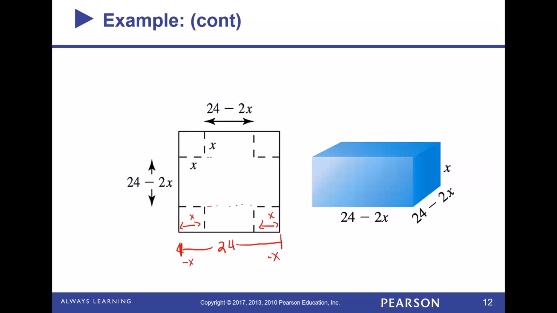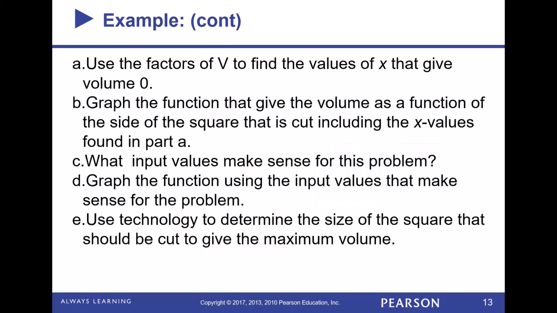So if I were to fold this along these lines and fold it up, okay, so take this and throw it away. We're going to cut this out and throw it away, cut this out and throw it away, and cut this out and throw it away. We can actually fold the box up, and this side here is that x that we cut out. And this is going to be that 24 minus 2x, and the same thing on this side. Okay, so we're going to take that and use the factors of our volume, which is already in factored form there. And we're going to find the values of x that make the volume equal 0.